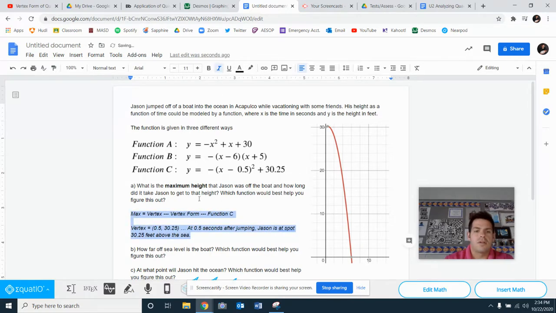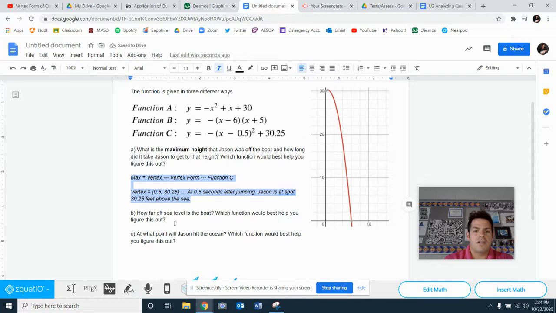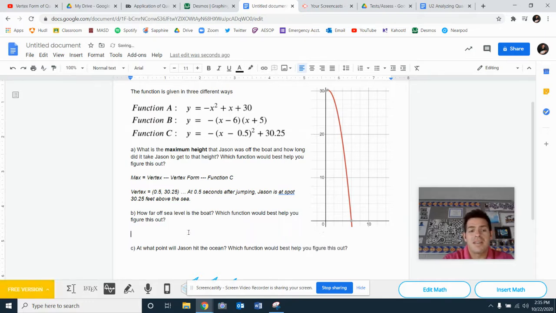All right. Question B says, how far off sea level is the boat? Which function would best help you figure this out? The boat is floating on top of the water, so we're asking how tall the boat is. Jason, you would assume, would be at the top of the boat on the deck, jumping off. So we need to figure out exactly the starting point that Jason is jumping off of.